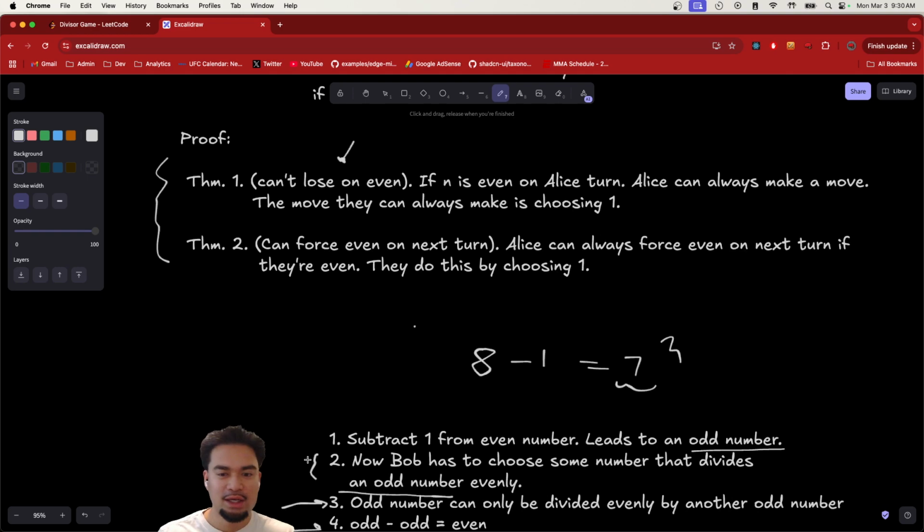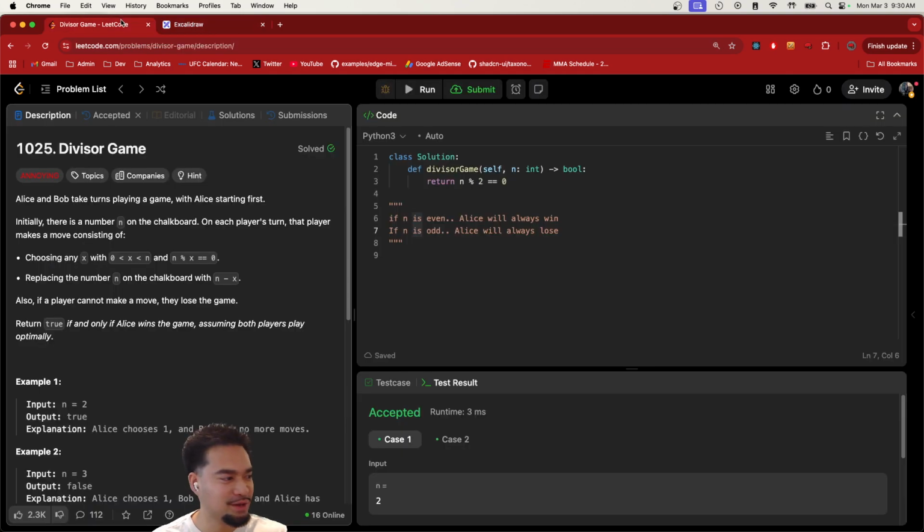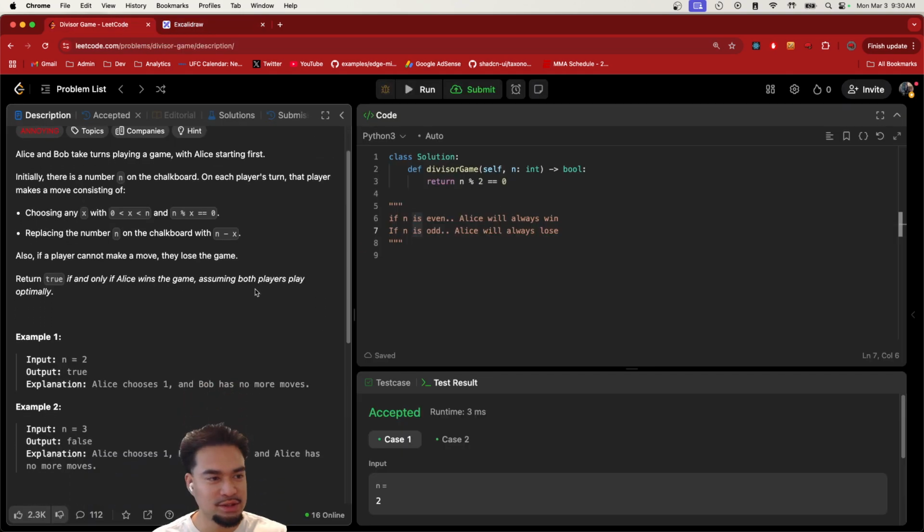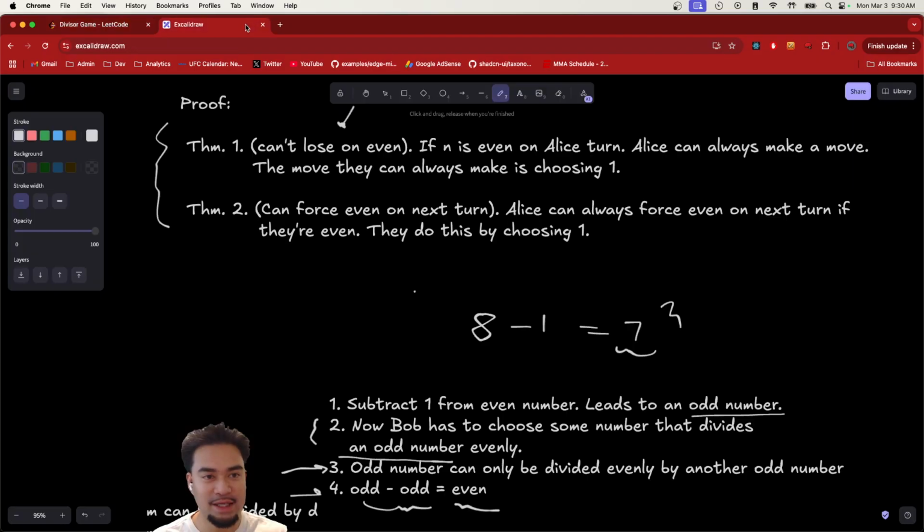I hope that's how you solve this question, or how you prove the correctness of this algorithm. I hope that makes sense.